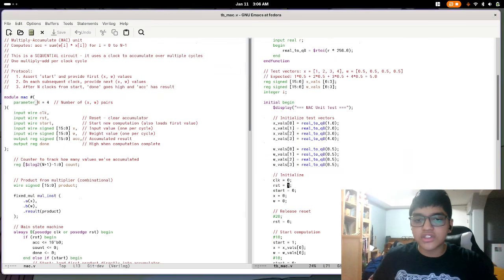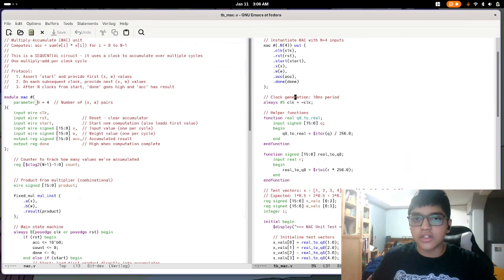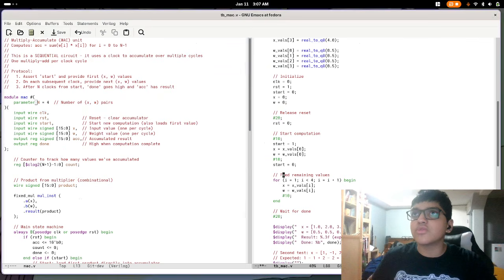So we start, clock is equal to 0, reset is equal to 1, start is equal to 0, x is equal to 0. I actually don't know why we had this reset here. So after 20 nanoseconds, set reset to 0, wait another 10 nanoseconds, and then we start. Also, up here says 10 nanoseconds period. This is actually incorrect. This is 5 nanoseconds. I do not know why that's come out wrong.